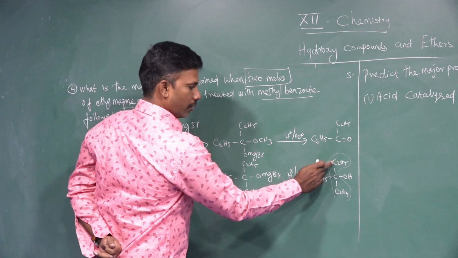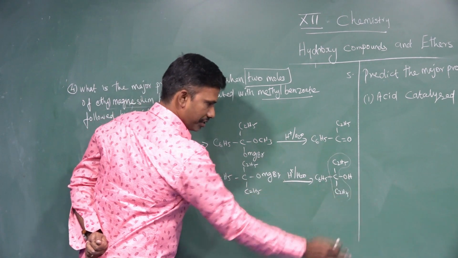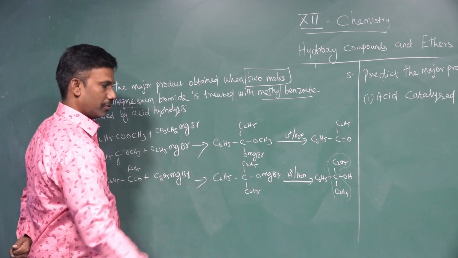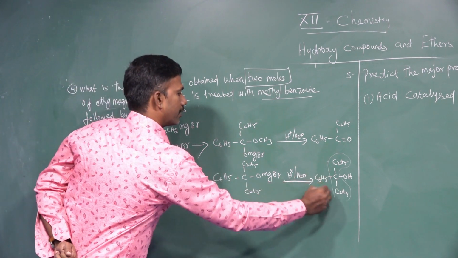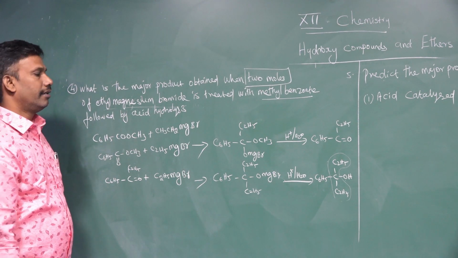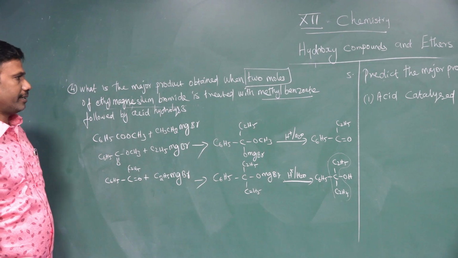5 carbons, 1, 2, 3, 4, 5. 5 carbons are there, and OH is there, so pentanol. The OH group is present on the third carbon, so 3-pentanol, and the third carbon also contains the phenyl group. So 3-phenyl pentane-3-ol. Okay, this is the product. Now it's clear what the major product is.